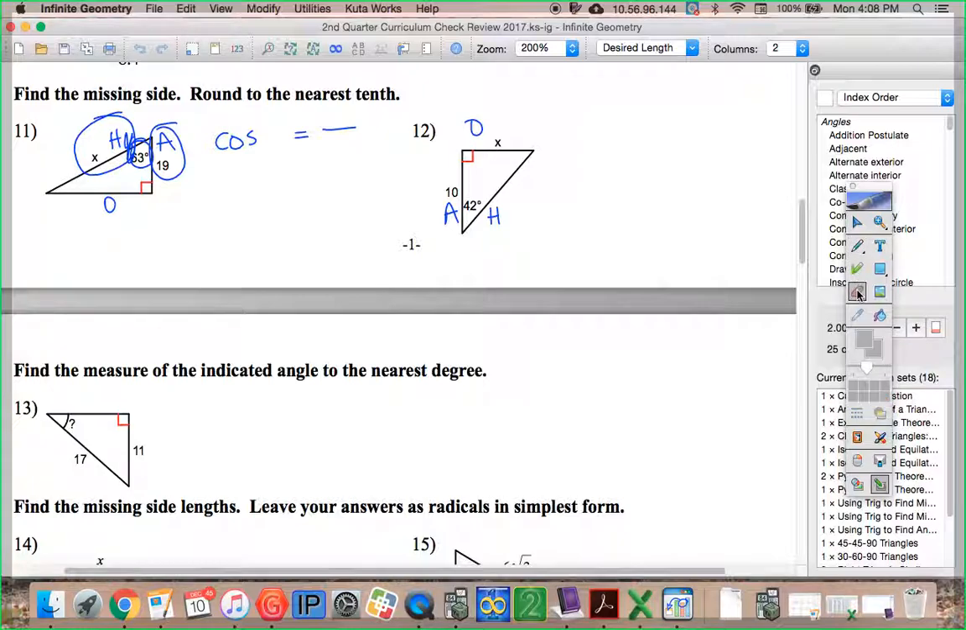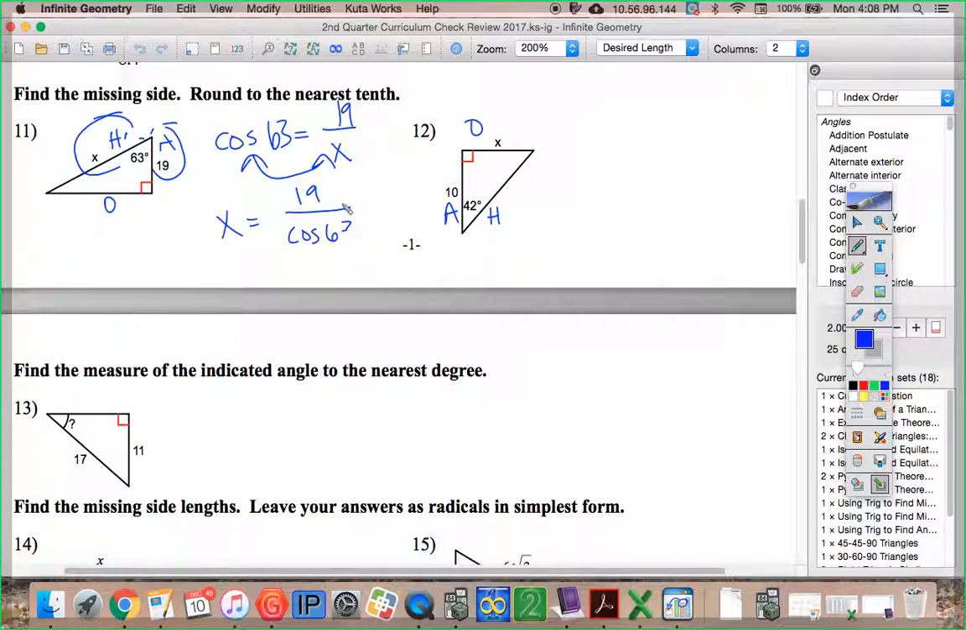Nope, that's not the eraser. It's just me scribbling. Yeah, 63. So cosine of 63 equals adjacent is on top, hypotenuse on bottom. When it's like that, you switch and divide. So we have x equals 19 divided by cosine of 63.